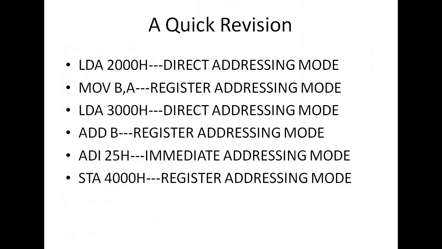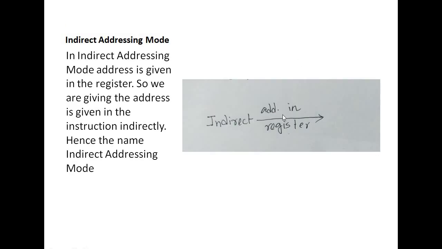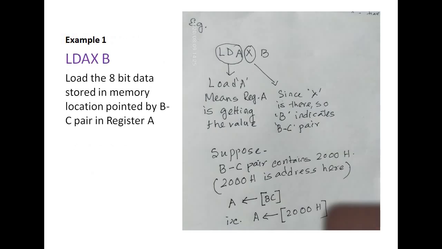But in indirect addressing mode, the address where the data is stored will not be given in the instruction. It will be given in the register. That is, the address will be mentioned in the register. So we are giving the address indirectly. In direct addressing mode, the address was given directly in the instruction, but in indirect addressing mode, we are giving the address indirectly, and that is why it is called indirect addressing mode. Okay, I hope you have got a bit of an idea.